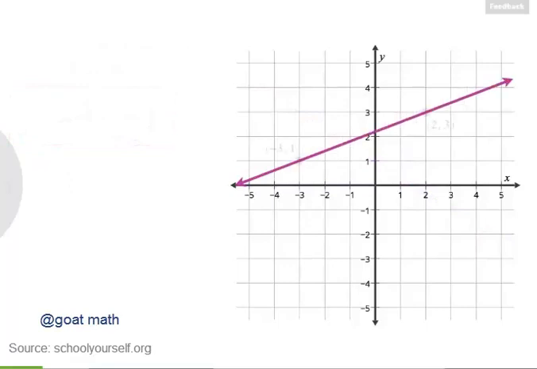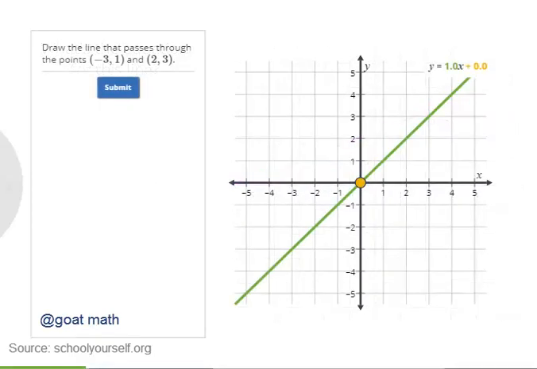Next, take a look at this line, which passes through -3, 1 and 2, 3. What's the equation for this line? This is trickier because you're not told what the y-intercept is for this line. Let's figure this out together using an interactive graph.